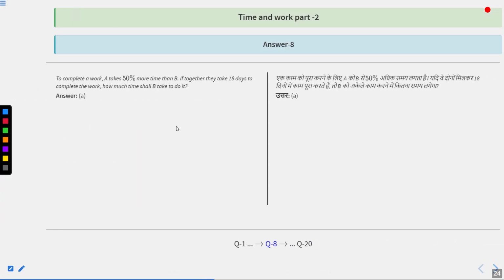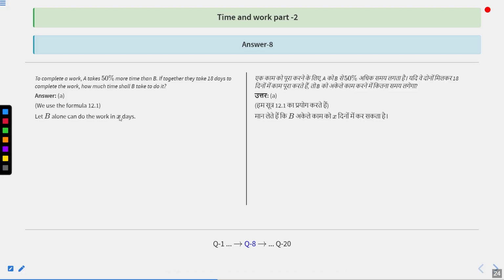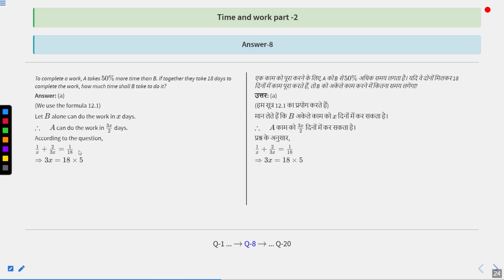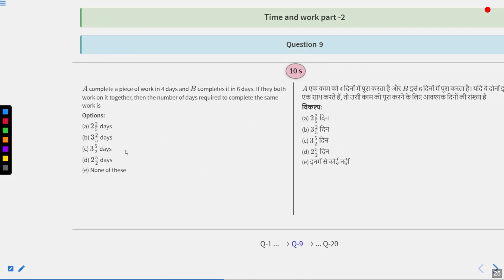Time's up. Let's see the solution. Now let B alone do the work in x days. Clear? So A can do the work in 3x/2 days according to the question, because the question says that A takes 50% more time than B. So if B takes x days, A will take 3x/2 days. Clear? So according to the question, 1/x + 2/3x will become 1/18. It is given that together they take 18 days to complete the work, so this equation equals 1/18. So when we calculate, we get the value of x, which is 30 days. That is the correct answer. Next one.